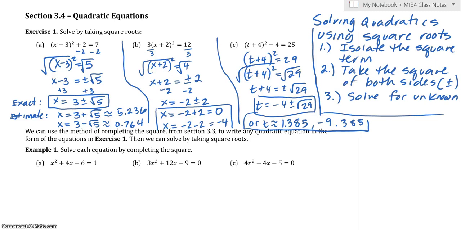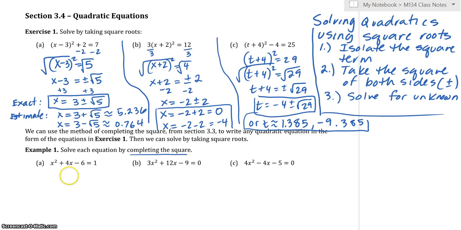So we're going to use this idea for solving quadratic equations that do not factor. What we do to solve quadratic equations that do not factor is something called completing the square. We saw that a little bit in the last section. We can use the method of completing the square from section 3.3 to write any quadratic equation in the form of the equations in exercise 1. Then we can solve by taking the square root of both sides.